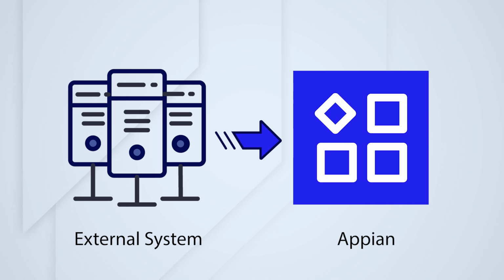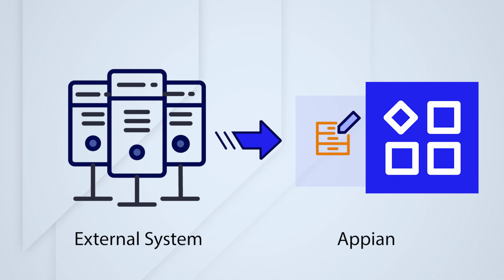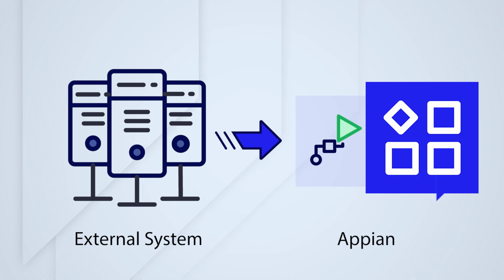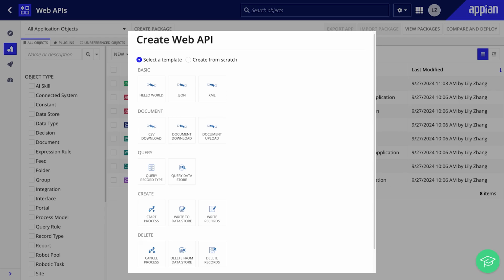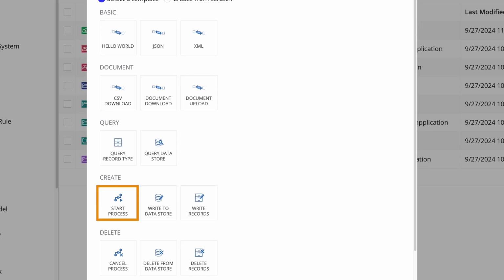However, the key difference is that a post method allows an external system to execute a smart service in Appian, such as writing data. This is particularly useful when an external system needs to start an Appian process and send data to be used in a workflow. We'll walk through how to create a post web API using the start process template to initiate an Appian process from an external system and save data sent from the external system to a record type.